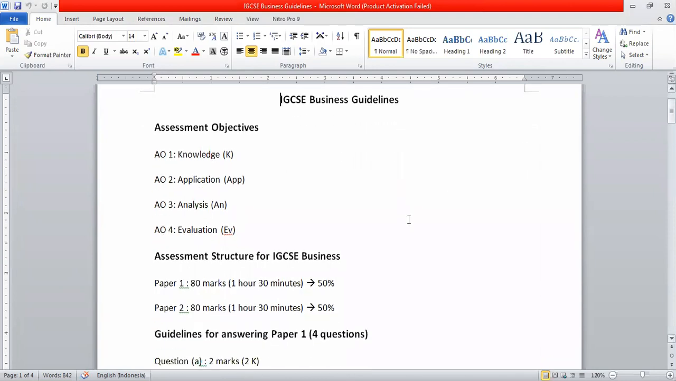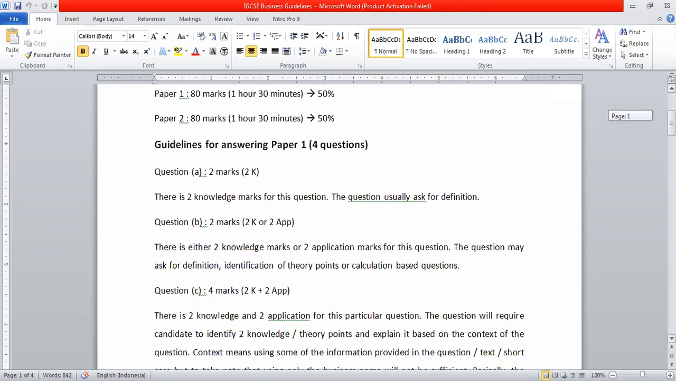Now let us see the assessment structure, which we already covered in the previous session. Paper 1 is 80 marks, duration is 1 hour 30 minutes, and it is worth 50%. Same case for paper 2, it is 80 marks, duration of 1 hour 30 minutes, and it's also worth 50%. Now, of course, for this session, we will focus on paper 1. Paper 2, we will be covering in a different session.